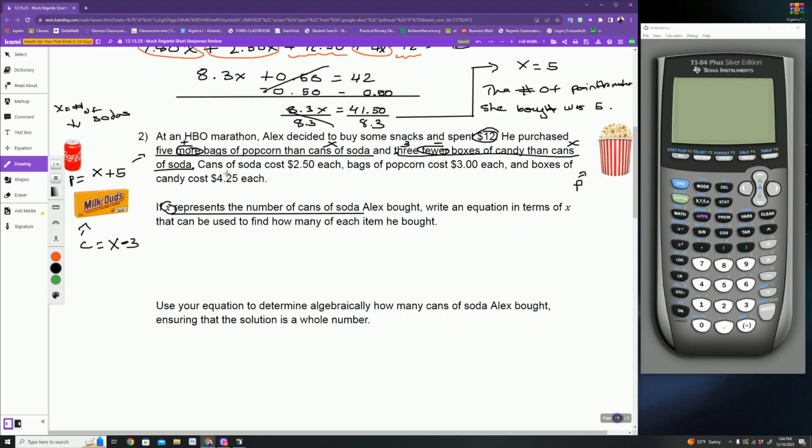Now let's put this together. Cans of soda are $2.50 each. Bags of popcorn are $3 each. And boxes of candy are $4.25 each. So it was to create what the cost, $2.50.